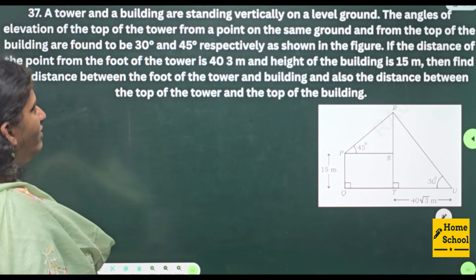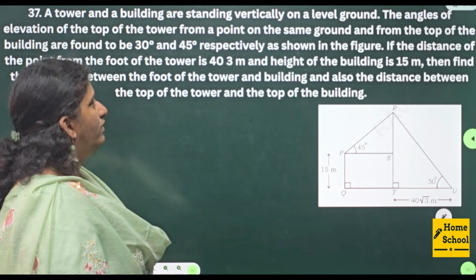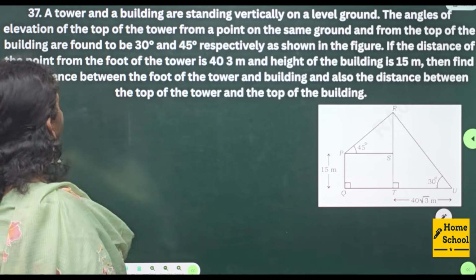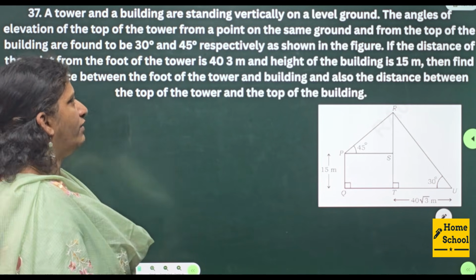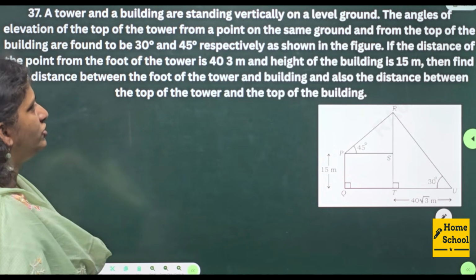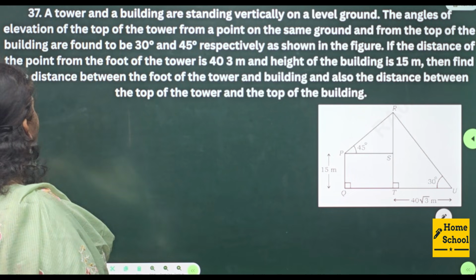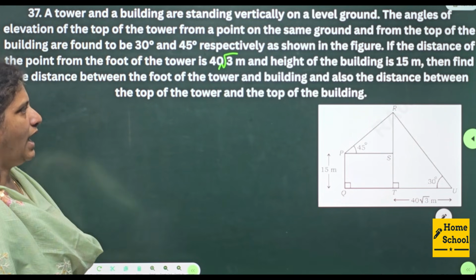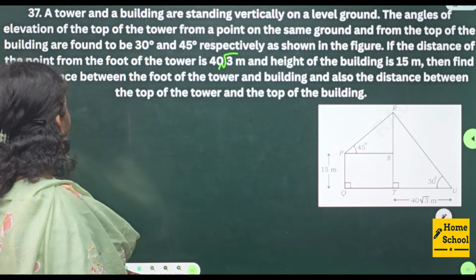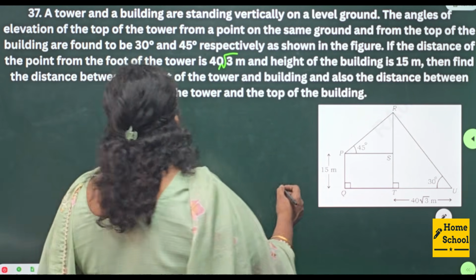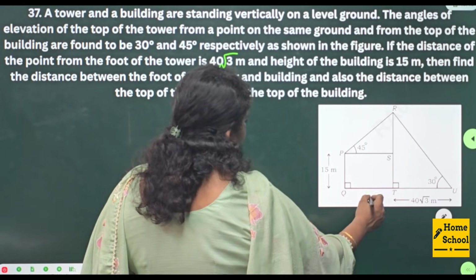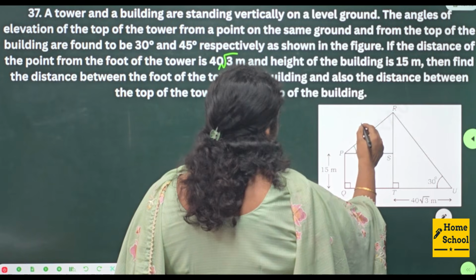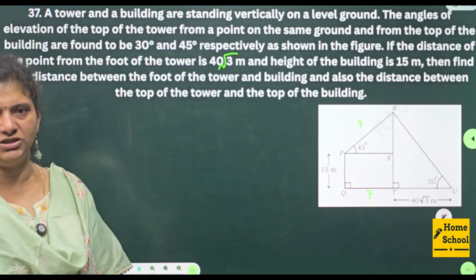37th one. A tower and a building are standing vertically on a level ground. The angles of elevation of the top of the tower from a point on the same ground and from the top of a building are found to be 30 degree and 45 degree respectively, as shown in the figure. If the distance of the point from the foot of the tower is 40 root 3 meter and height of the building is 15 meter, then find the distance between the foot of the tower and building. This is one question. Distance between the top of the tower and top of the building. These two are your questions.